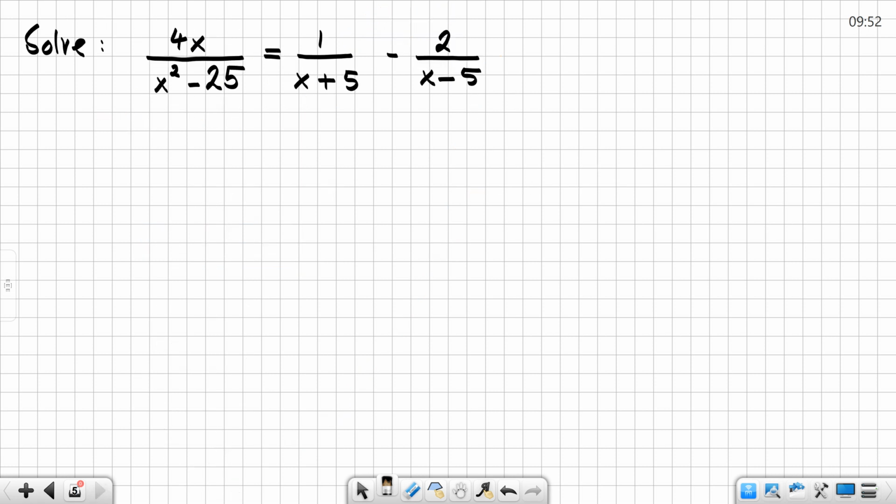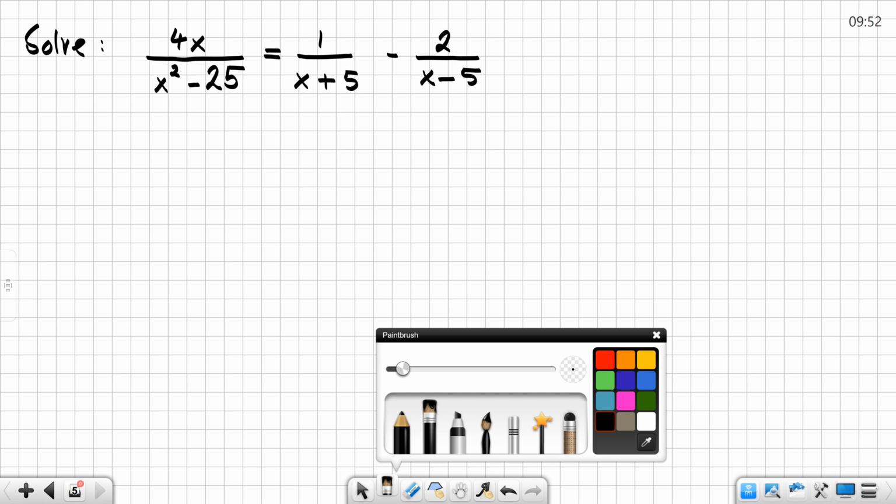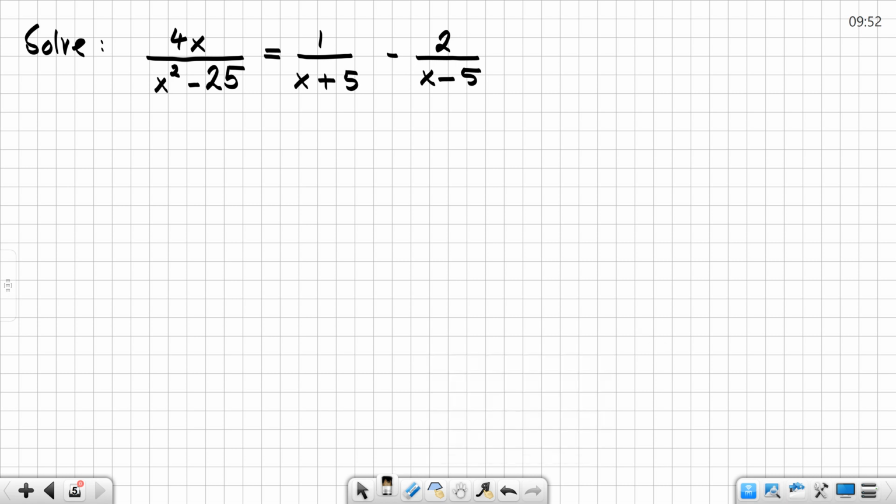All right, let's do a last one. This one looks a little bit longer. Well, I think we are ready for it. So, we are following the same steps. I'm looking at the denominator x squared minus 25. I have a denominator x plus 5, and I have a denominator of x minus 5. I see that x squared minus 25 is the difference of two squares. That means it can be factored.